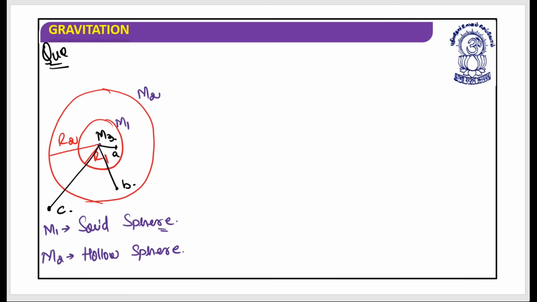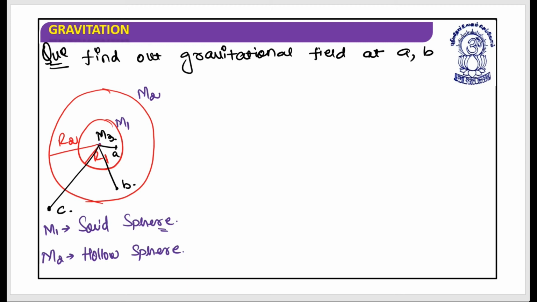So the question is to find out the gravitational field at A, B and C. You need to find the gravitational field at location A, at location B, at location C. And I must write that m3 is the point mass. I hope this is clear.